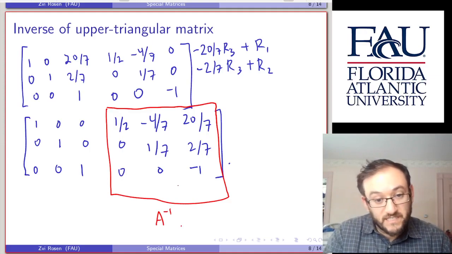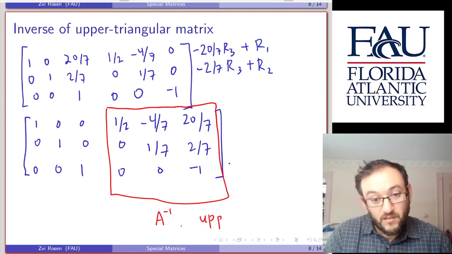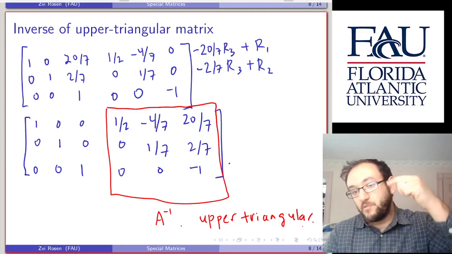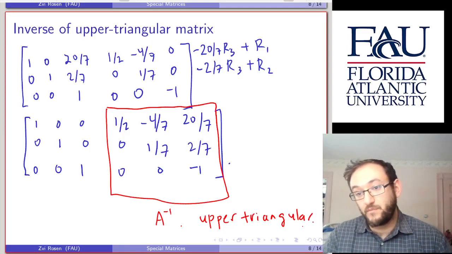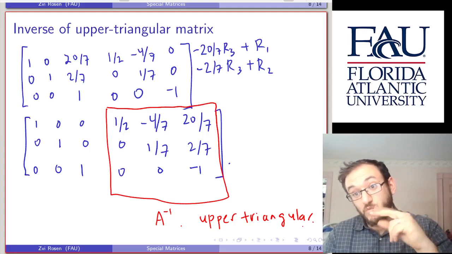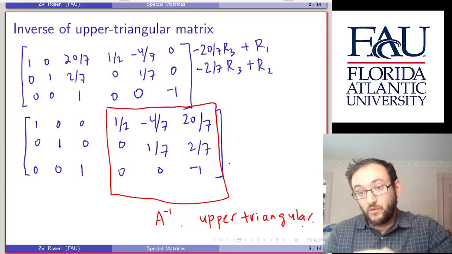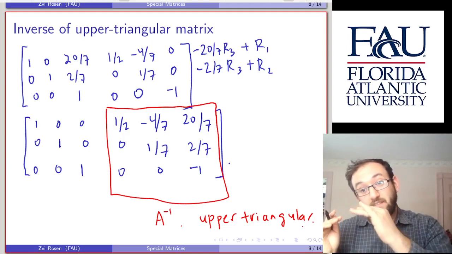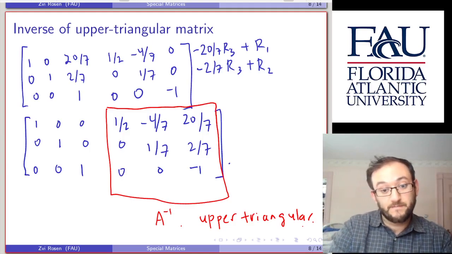And as we predicted, this is upper triangular, because when we do this process to an upper triangular matrix, we only add the rows up. First of all, we never swap rows. That's also important. And we also only add rows up. So we're only ever going to put non-zero entries in the upper triangle of the matrix.